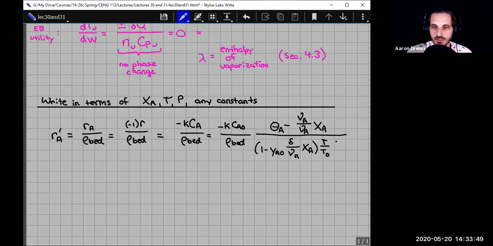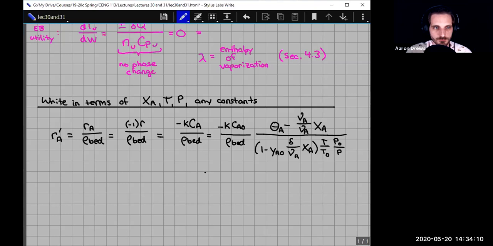If you happen to have forgotten where these come from, how come these particular ratios show up all the time? It's from the ideal gas law. That was where those came from. That's why that ratio, how come it's T over T naught and not T naught over T? That came way back when from our ideal gas law.